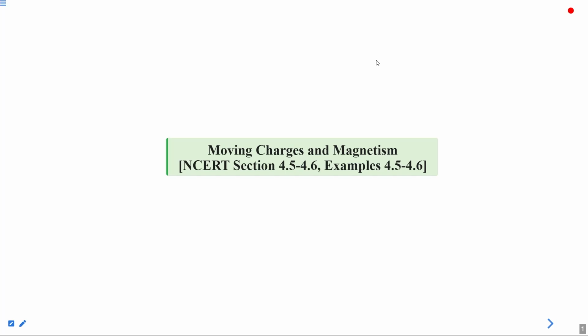Hello students, today we are going to discuss moving charges and magnetism, NCERT section 4.5 to 4.6 and examples 4.5 and 4.6.